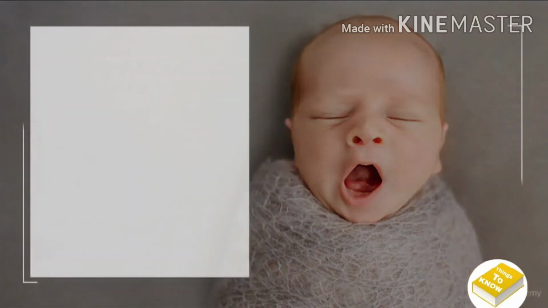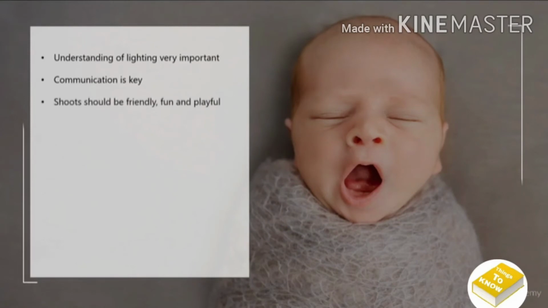So when photographing newborns, the first thing you need to do is understand that lighting is going to be very, very important. You're going to need to have some understanding of artificial lighting. Communication is key here as well. Now, when I say communication, you're going to be communicating with the parents. And if you're photographing perhaps children that are just that little bit older, you want to try and connect with them as well to make everything nice and fun and playful. So shoots should be fun, friendly and playful.